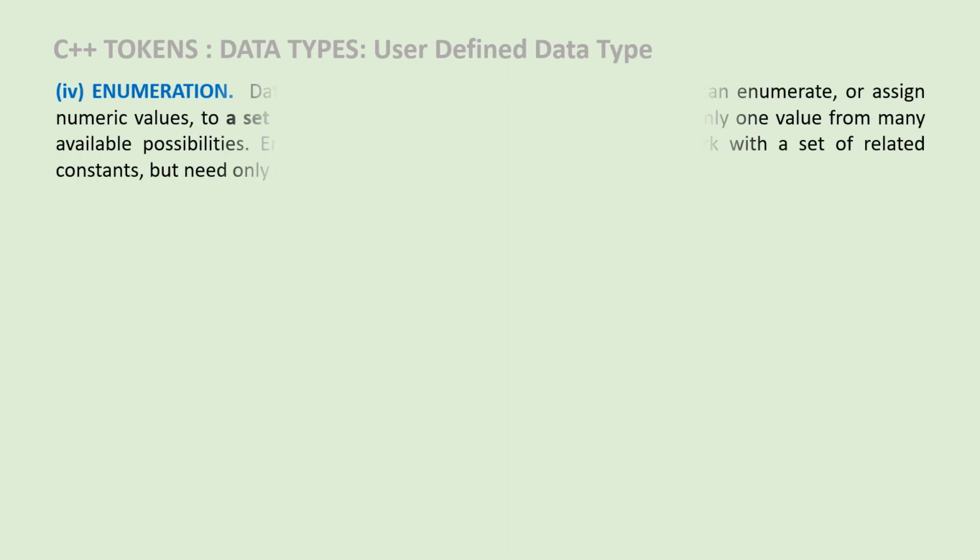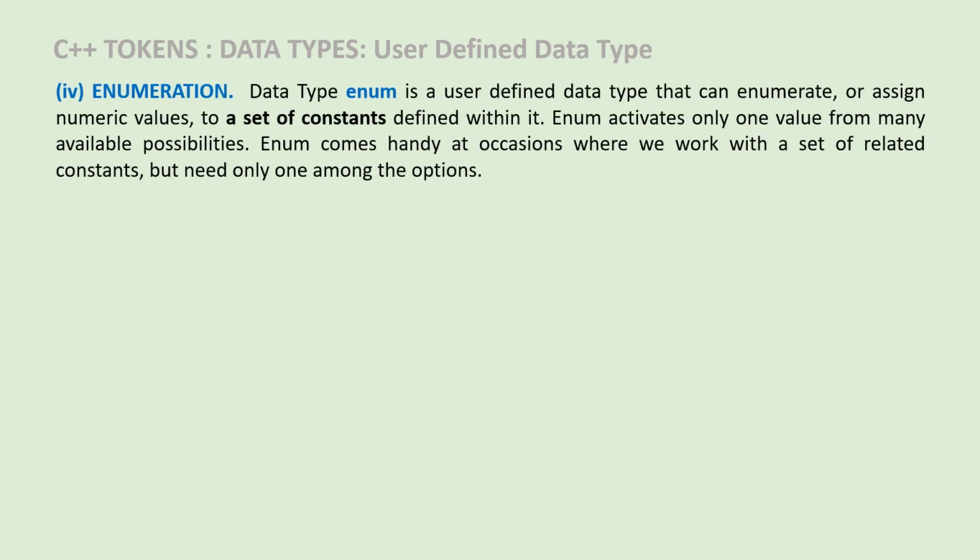The next user-defined data type is enumeration. Data type enum is a user-defined data type that can enumerate or assign numeric values to a set of constants defined within it. Enum activates only one value from many available possibilities. Enum comes in handy on occasions where we work with a set of related constants, but need only one among the options. For example, we declare here an enum.